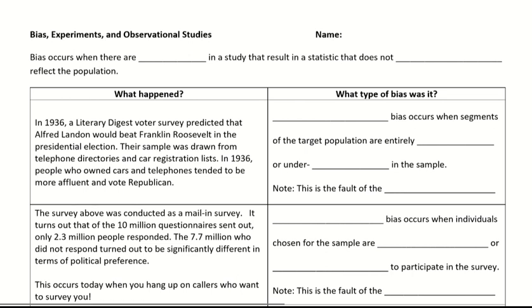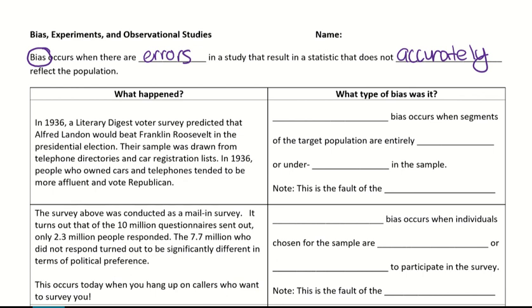Last time we were together, we talked about types of surveys and how to choose a sample that perfectly represents your population. But even if you do everything right and you pick the perfect sample, there are still errors that can occur. So we're going to talk about those types of errors, and in statistics, we call those errors bias. Bias occurs when there are errors in a study that result in a statistic that does not accurately reflect the population. So we could get a statistic that isn't accurate because of different types of bias.